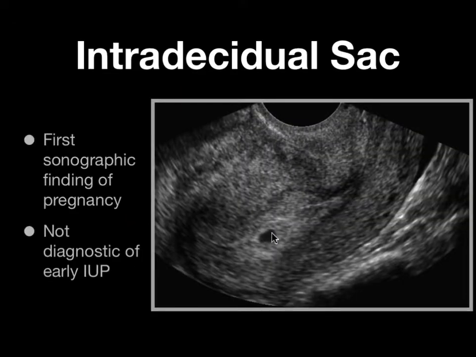Here you've got this sonolucency here within the endometrium. Could it be an early IUP? Possibly. It's definitely the first sonographic finding of pregnancy, but it's not diagnostic of an early IUP. So anything before this approximate 4-week period of pregnancy, you're going to have a normal pelvic ultrasound. This is going to be the first thing that you see, but again, until there's a yolk sac or an embryo in there, you can't definitively call this an IUP, because there are other things that may look sonographically like an intradecidual sac, but they're not.